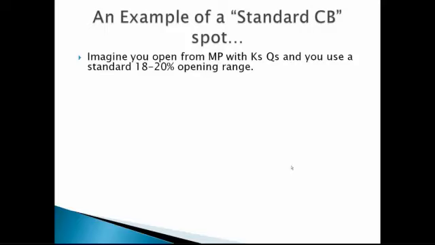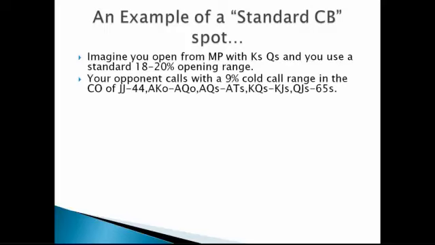Imagine you open from middle position with king of spades, queen of spades, and you use a standard 18 to 20% opening range. Your opponent calls with a 9% cold call range in the cutoff, which includes jacks to fours, ace king off and ace queen suited to ace 10 suited, king queen suited to king jack suited, king and queen jack suited to 6-5 suited. So a pretty standard cold calling range. If the cold calling range you use looks slightly different, not a big deal. It's not going to affect the example much.